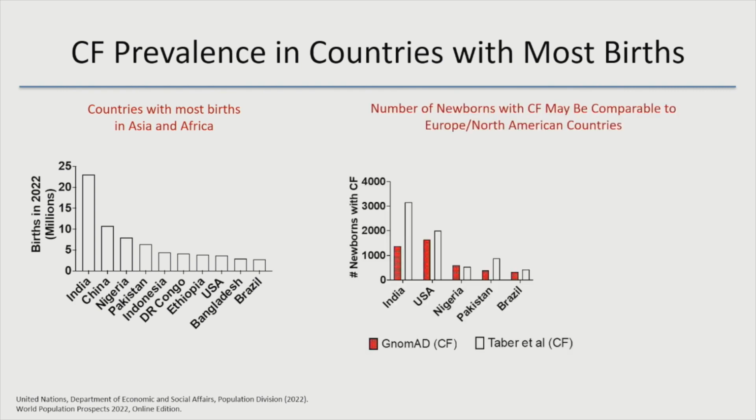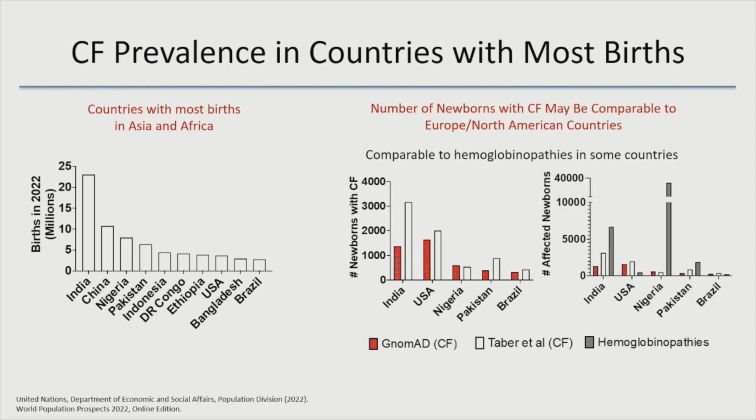And then you can actually try to predict the number of people being born with CF on a yearly basis. And what you see here is that when you compare a country like India versus a country like the US, the number of people being born with CF in both of these countries is actually pretty similar, right? I was really surprised by this. And then when you start looking at even countries like Nigeria, you're starting to think about not an insignificant number of people being born with CF.